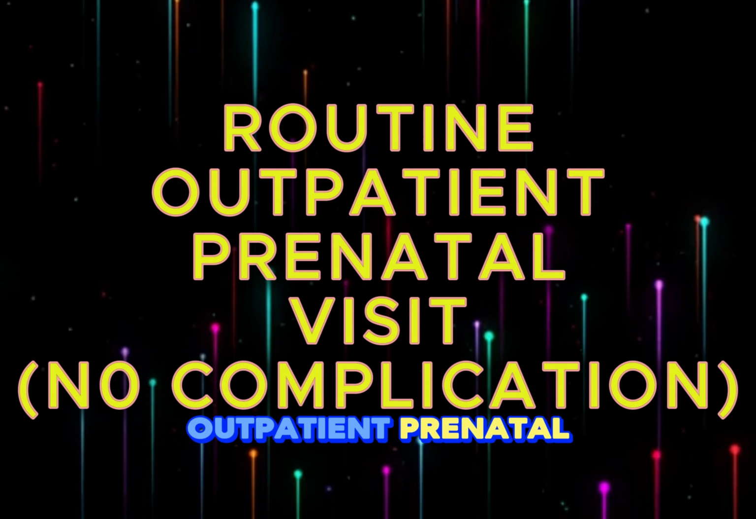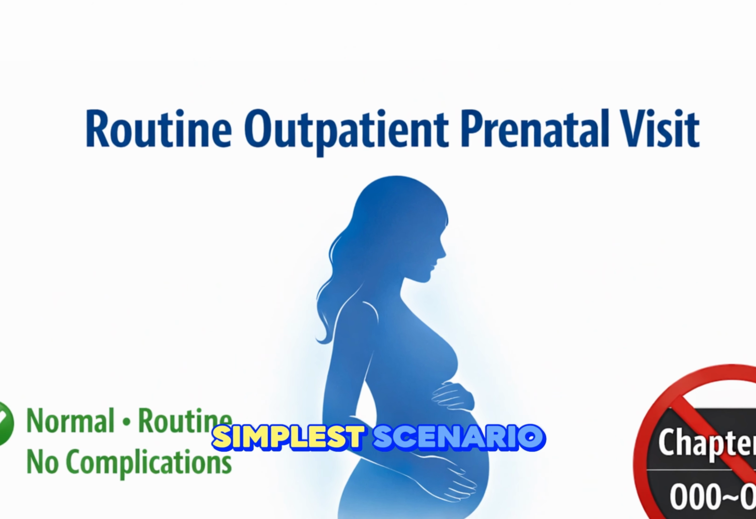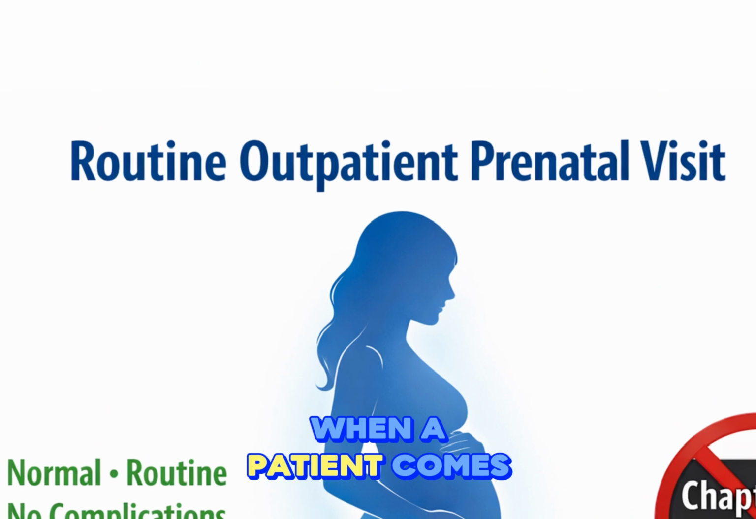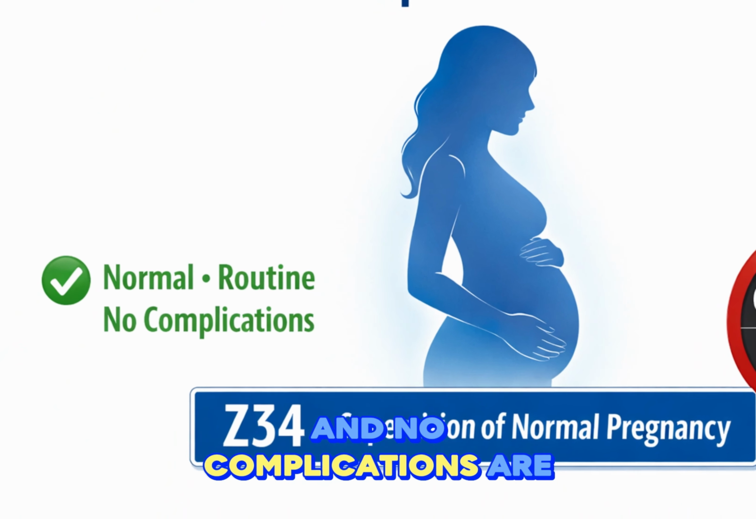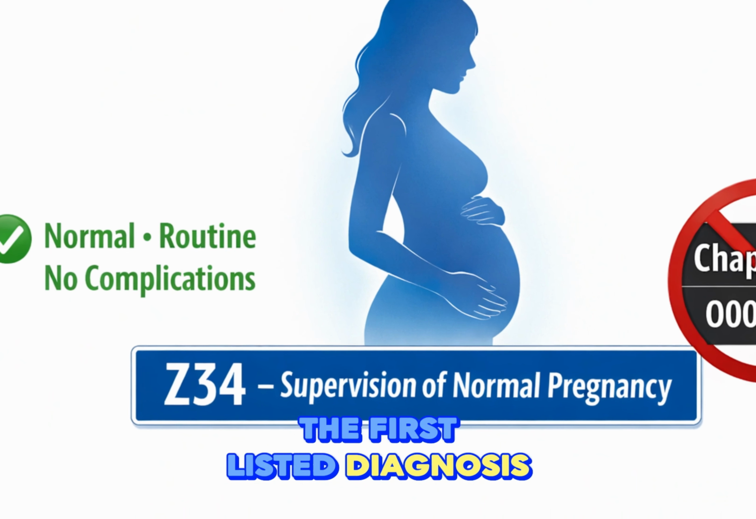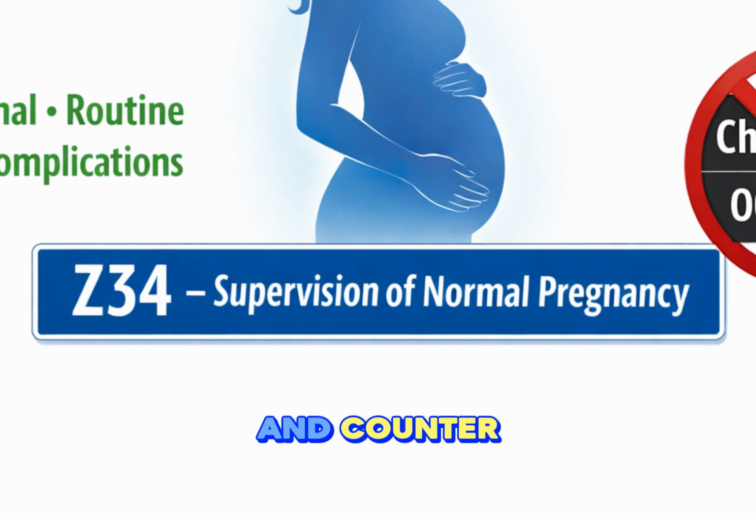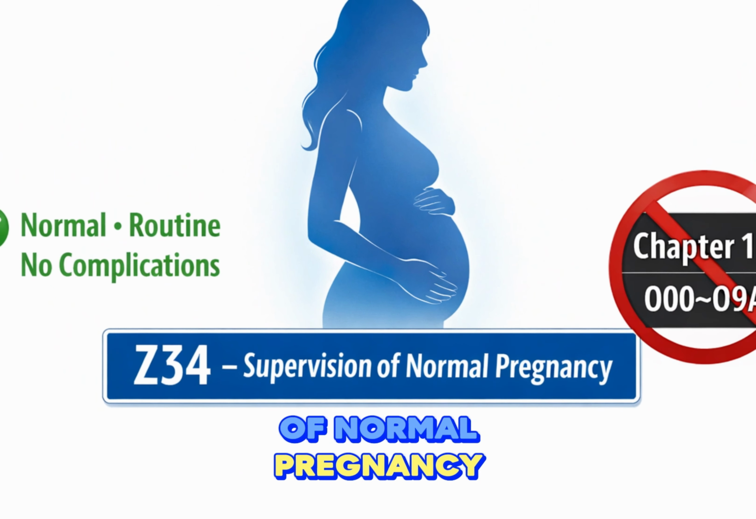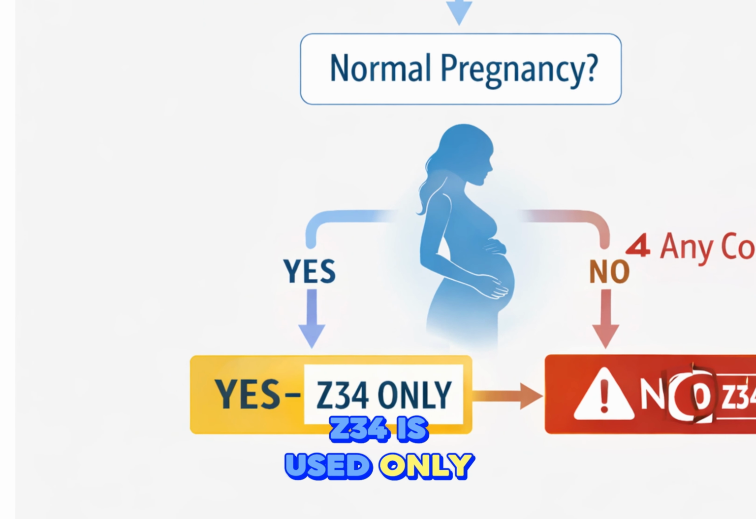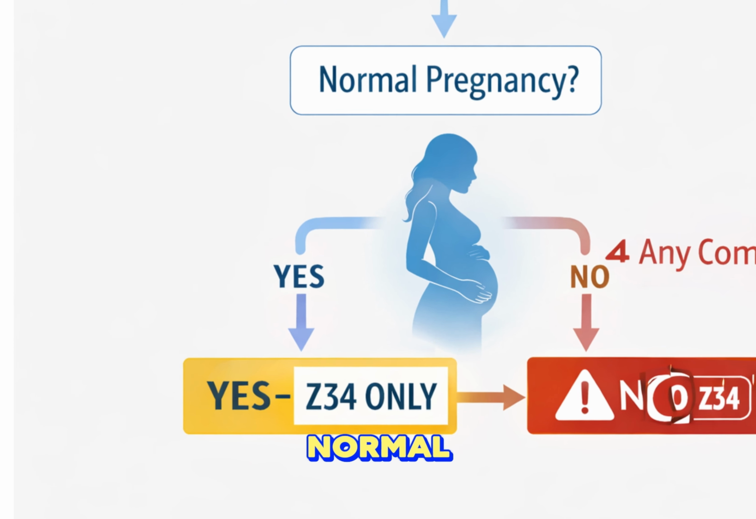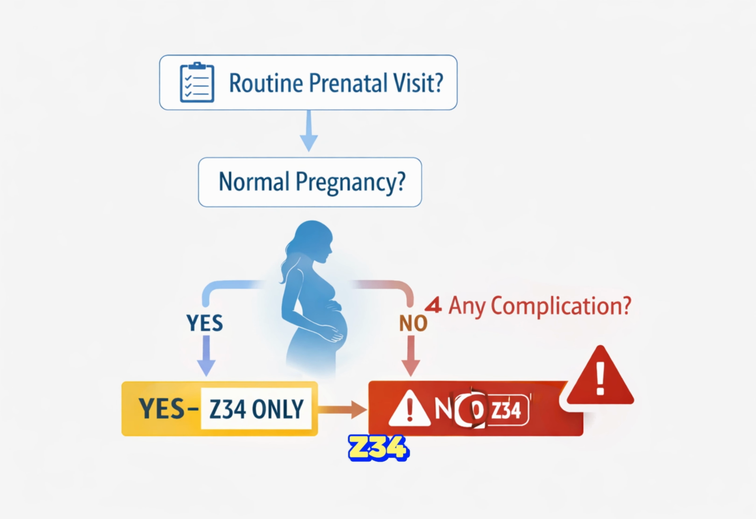Routine outpatient prenatal visits with no complications. Let's start with the simplest scenario. When a patient comes for a routine outpatient prenatal visit and no complications are present, the first listed diagnosis must come from category Z34, encounter for supervision of normal pregnancy. This is very important. Z34 is used only when the pregnancy is normal. No Chapter 15 complication codes are allowed with Z34.